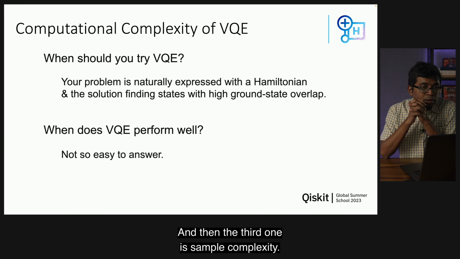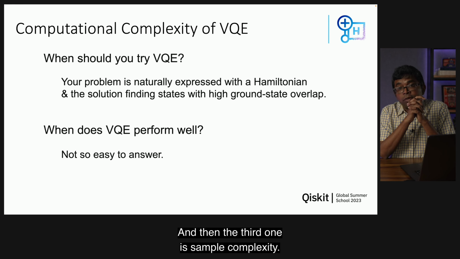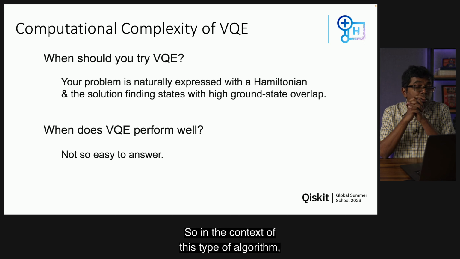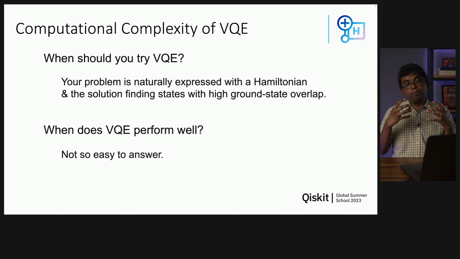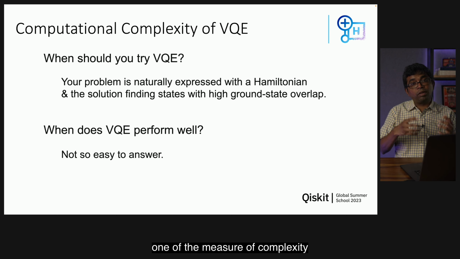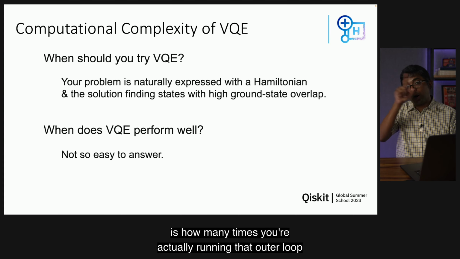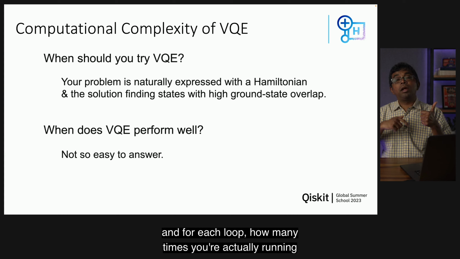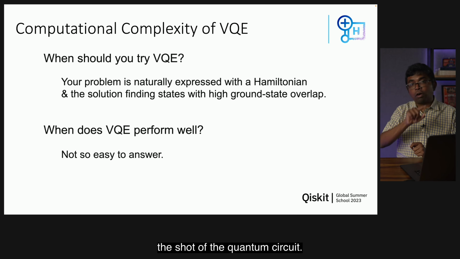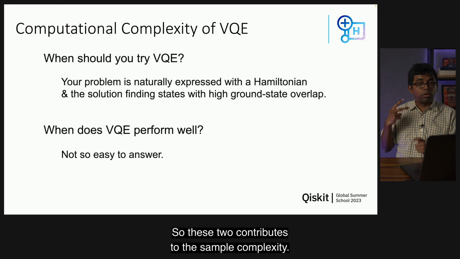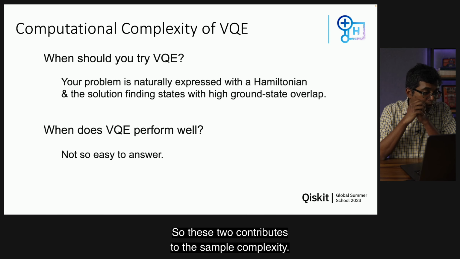And then the third one is sample complexity. So in the context of this type of algorithm, one of the measures of complexity is how many times you're actually running that outer loop, and for each loop, how many times you're actually running the shots of the quantum circuit. So these two contribute to the sample complexity.